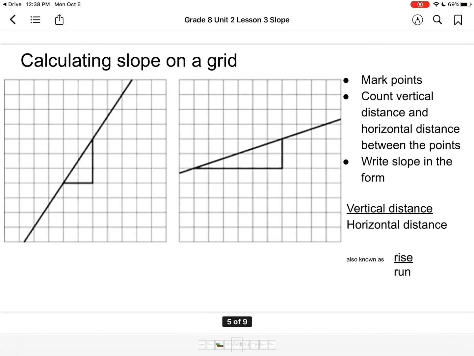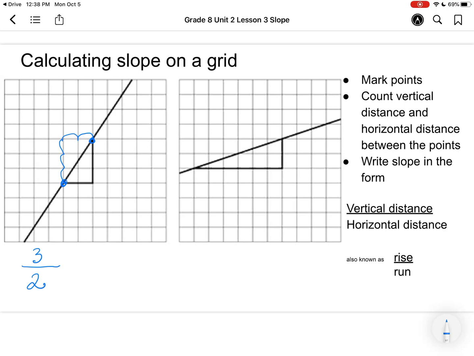To calculate slope, you need at least 2 points. So I'm going to mark 2 points here. And you count the vertical distance between them. 1, 2, 3. So that's your vertical distance is 3. Your horizontal distance is 2. So you write it as 3 over 2. And leave it like that as an improper fraction. Don't make it a mixed number or a decimal number.